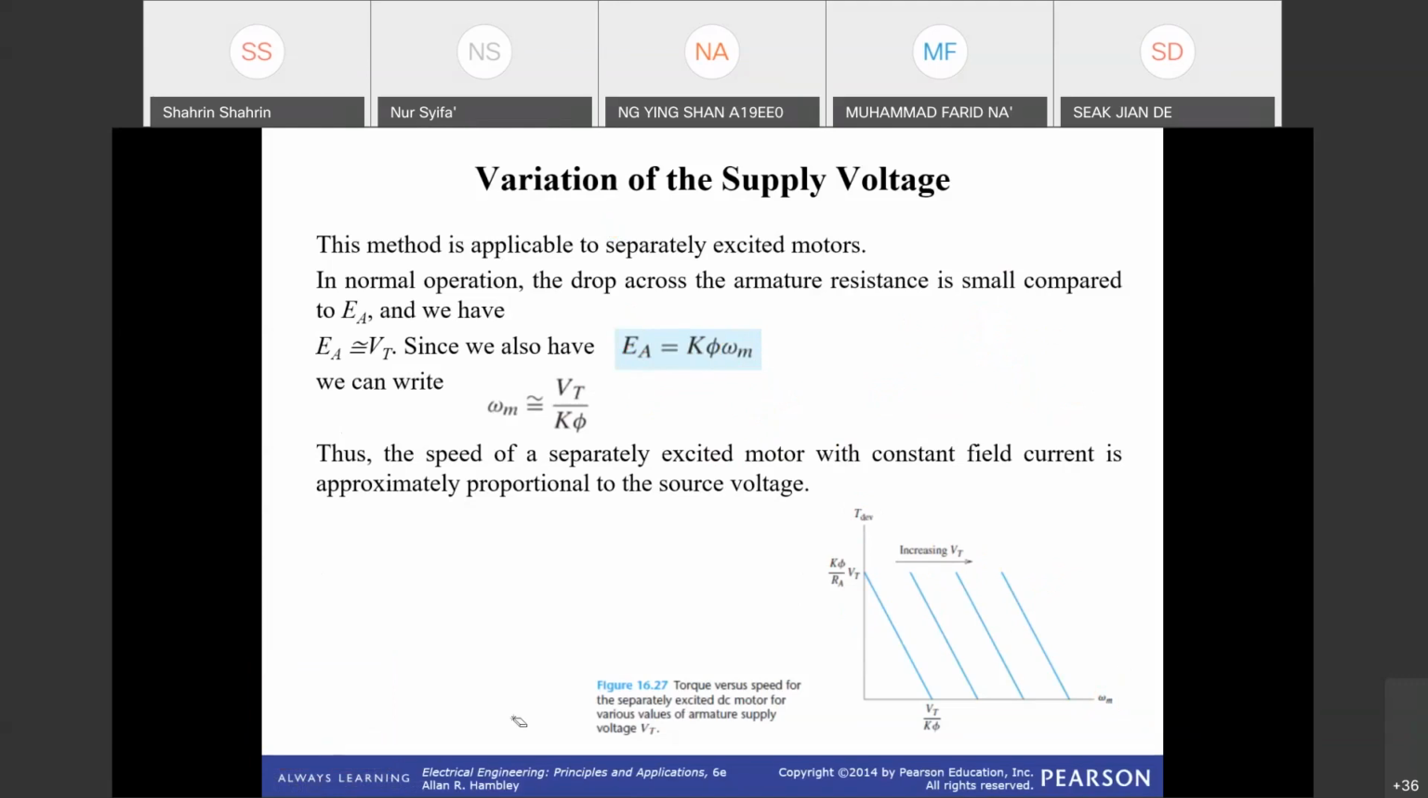Okay, because as you can see here, for example, for the first characteristic, which is V1, this is the speed. We call this one the no load speed. This is the speed where the motor will rotate at freewheeling, meaning that there is no load attached, there is no load connected.